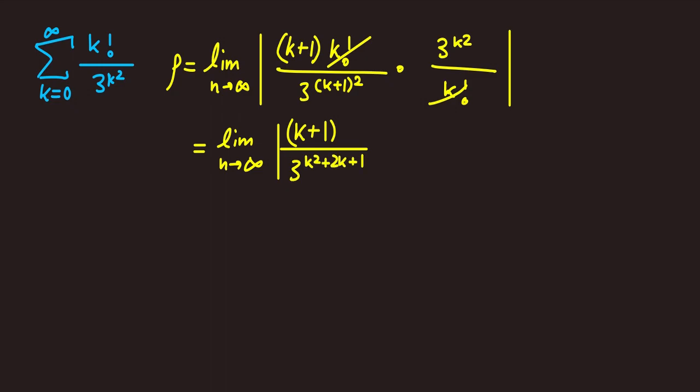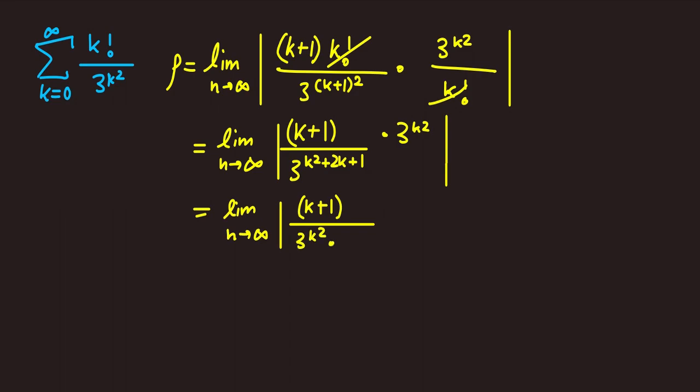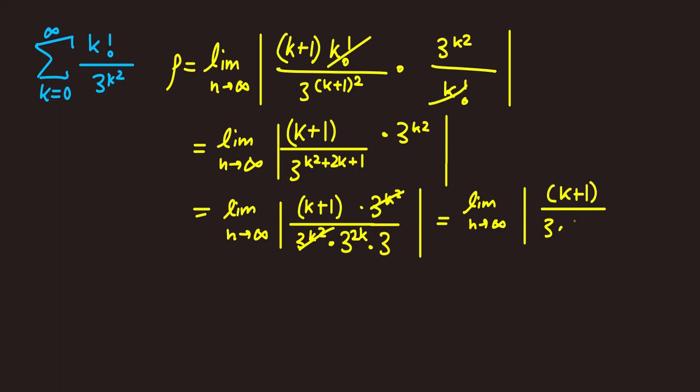So the way I'm going to go about this is we're going to expand out the (k + 1) squared. We are going to split it up, so we get 3 to the k squared times 3 to the 2k times 3, and that way the 3 to the k squared terms cancel out from the numerator, and we're just left with the limit of (k + 1) over 3 to the 2k times 3. We can represent 3 to the 2k + 1 as 9 to the k, and we just have a linear over an exponential. The exponential will go to infinity faster. You can show this with L'Hopital's rule if you want. So we get 0, and that's less than 1, and therefore we get convergence.